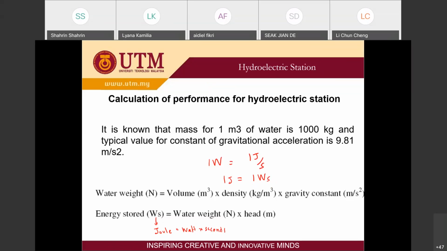To get the energy stored inside the water, what you need to do is multiply the water weight in Newton with the head difference. So you will obtain the energy in watt seconds. So what is the water weight? The water weight is the multiplication of the volume of the water, the density of the water and the gravity constant.